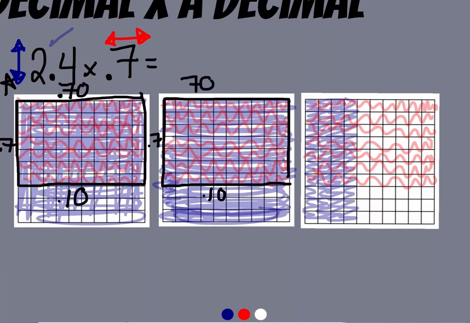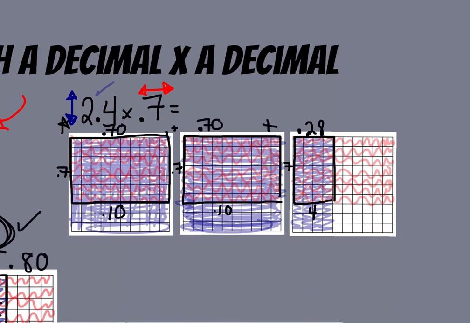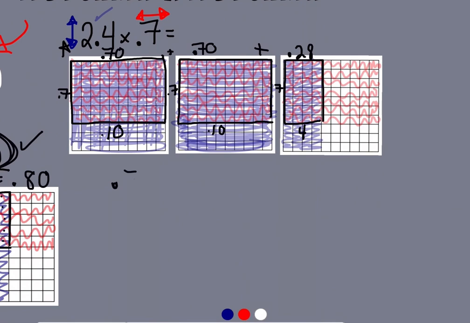And then my last box, once I put it around, I'm going to figure out the array is going to be a 4 by 7 or 7 by 4, and that is worth 28 hundredths. I've got to make some space to add it all up. I'm going to have 70 hundredths plus 70 hundredths plus 28 hundredths.